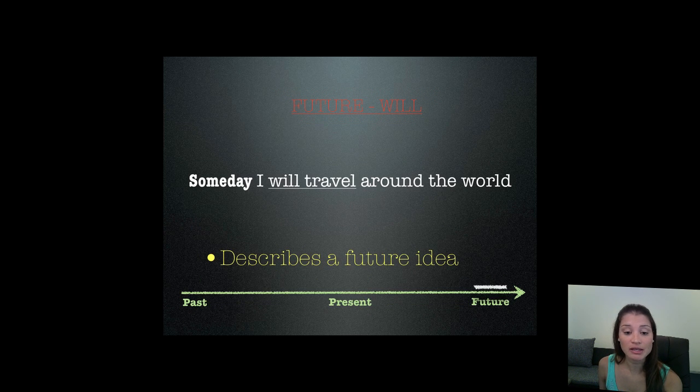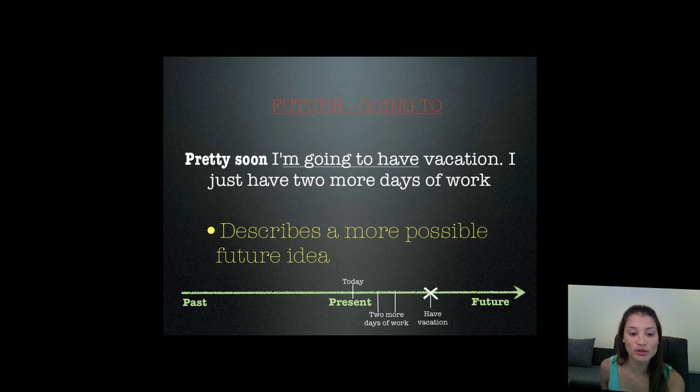Future will. Someday I'll travel around the world. Describes a future idea. By looking at the timeline, you see that this action is in the future. Let's take a look at the next one so then we can compare it better. Future going to. Pretty soon I'm going to have vacation. I just have 2 more days of work. Describes a more possible future idea.